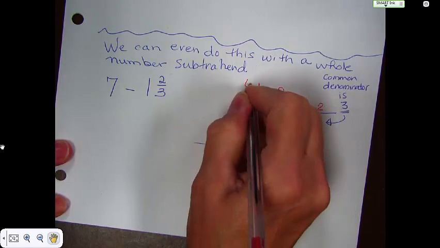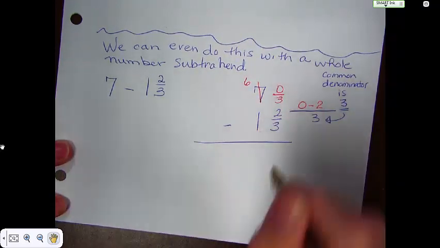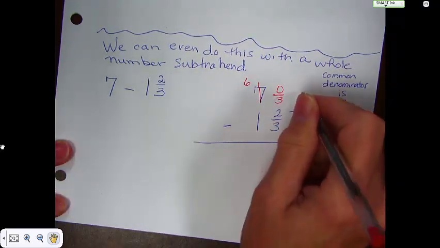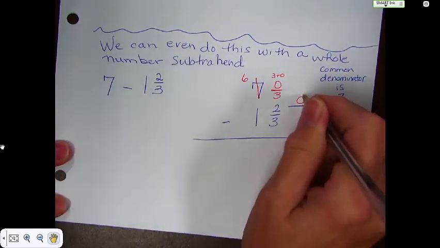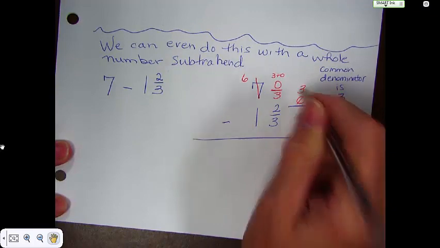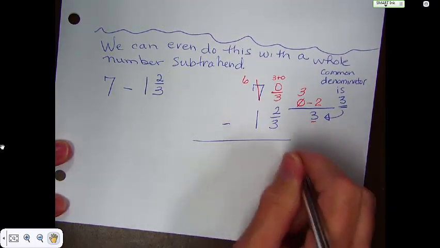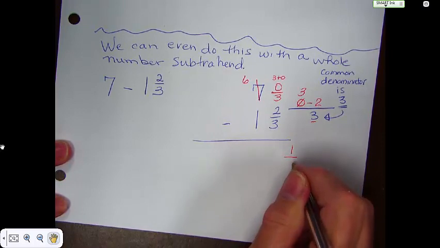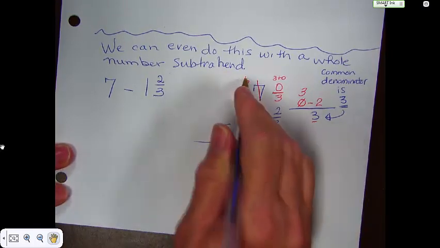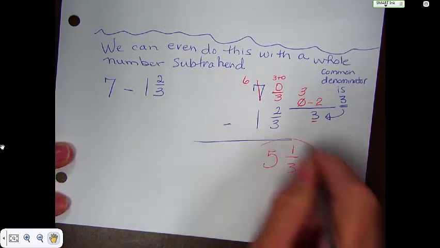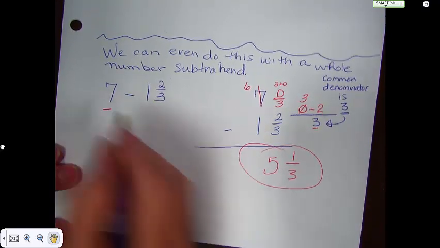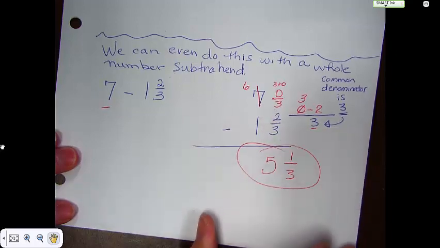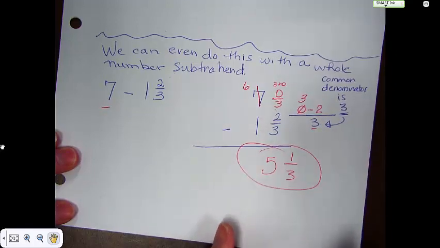So we're going to go over here to the 7. We're going to make it a 6. We're going to bring 3 thirds over because we're dealing in thirds. So this becomes 3 plus 0. Okay, and so instead of being a 0 here, we have a 3. 3 minus 2 is 1 over 3. Okay, and 6 minus 1 is 5. Answer, 5 and 1/3. So even if we have a whole number here, we can deal with this, and be sure that this goes in your notes so that you know what to do when you have a whole number.